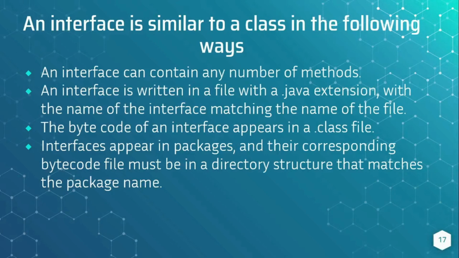An interface is similar to a class in the following ways. An interface can contain any number of methods. An interface is written in a file with a .java extension with the name of the interface matching the name of the file. The bytecode of an interface appears in a .class file. Interfaces appear in packages, and their corresponding bytecode must be in a directory structure that matches the package name.